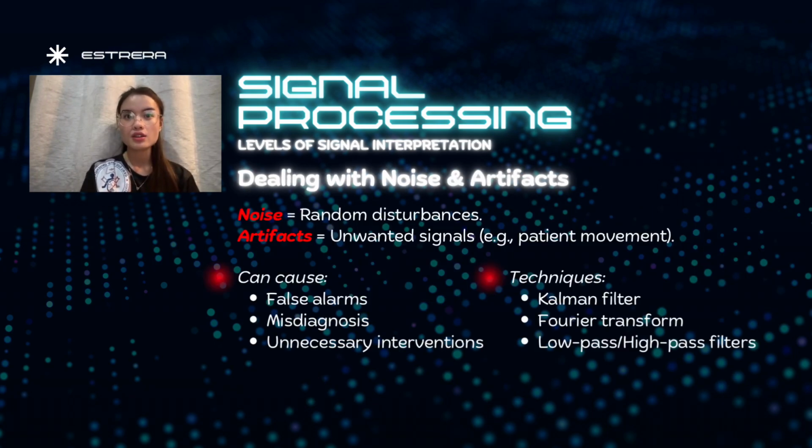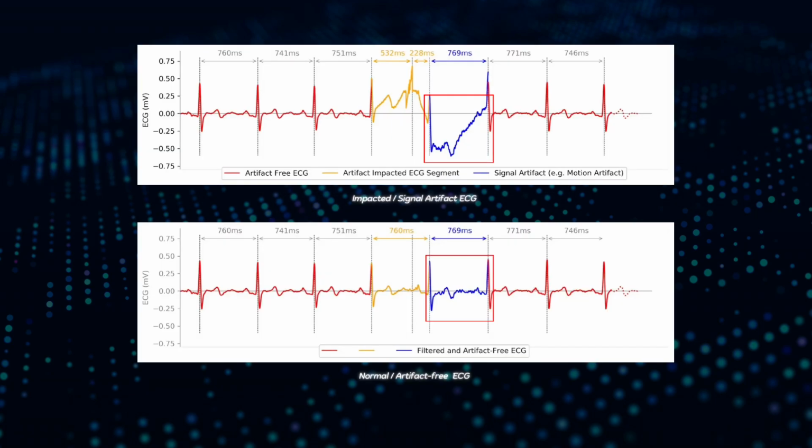Noise and artifacts are unwanted parts of a signal. For example, a patient moving can cause artifacts in ECG. We use filters like the Kalman filter or the Fourier transform to clean these signals, making sure they're reliable for clinical use. So here's an example.